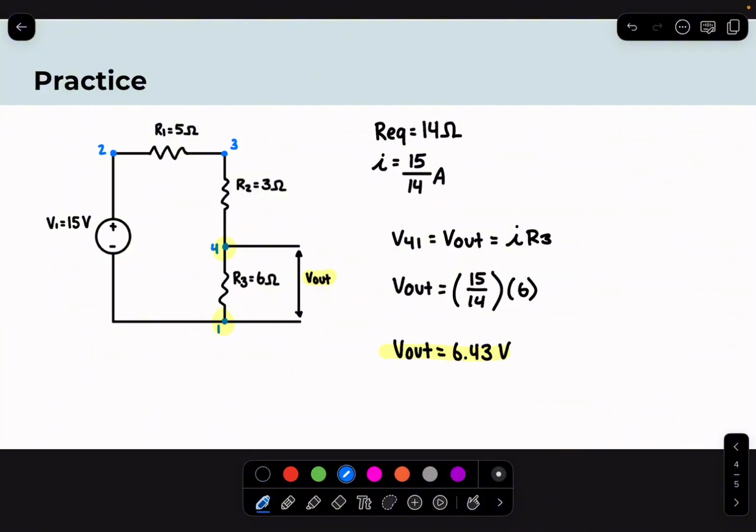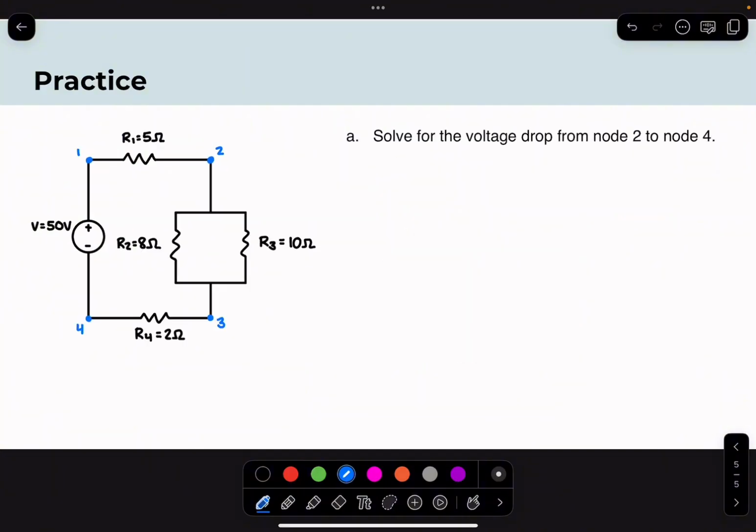It's also important here to recognize that this 14 here is the same as this 14 here. And this is R equivalent. The 6 here is Rx. And the 15 here is V in. So without explicitly using the voltage divider equation, we were able to work it out with Kirchhoff's voltage law and Ohm's law. So now that we've kind of proved the voltage divider equation, let's try and use it in one more problem.